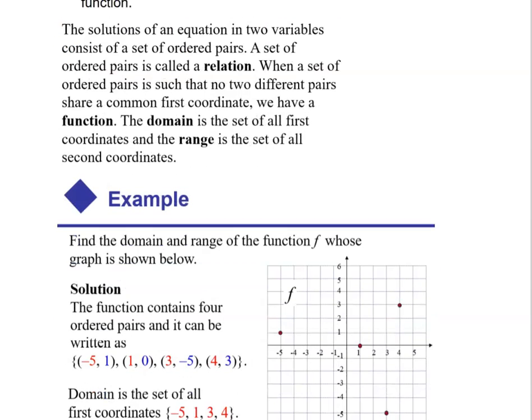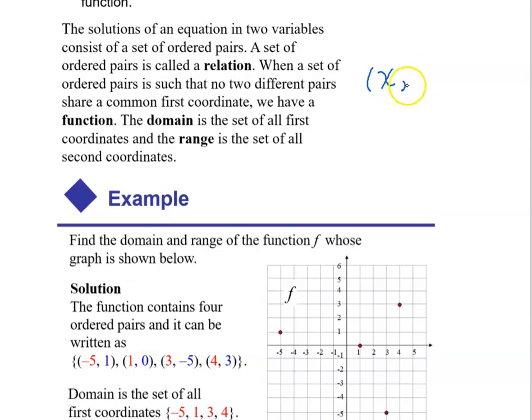The solutions of an equation in two variables consist of a set of ordered pairs. A set of ordered pairs is called a relation. When a set of ordered pairs is such that no two different pairs share a common first coordinate, we have a function. The domain is the set of all first coordinates, and the range is the set of all second coordinates. So we're really talking about our x and our y here.